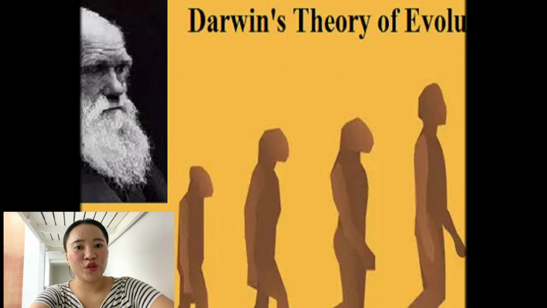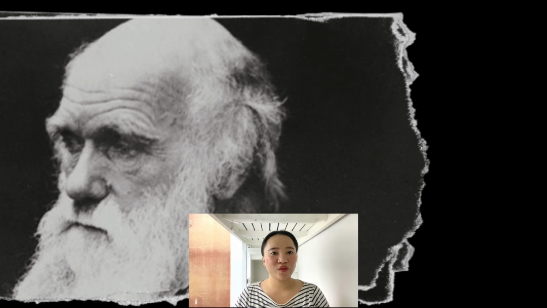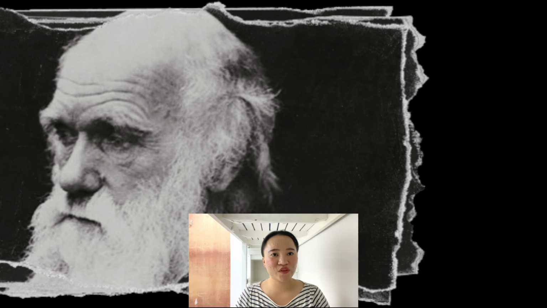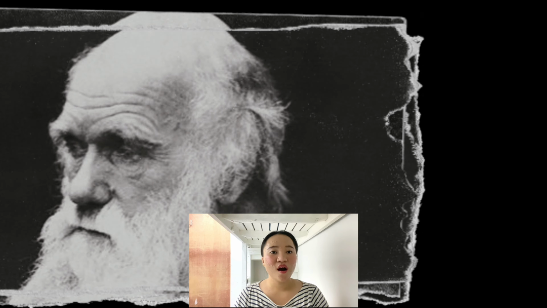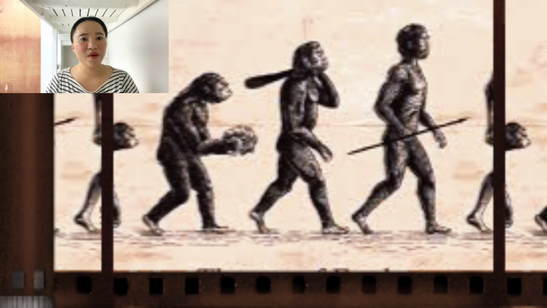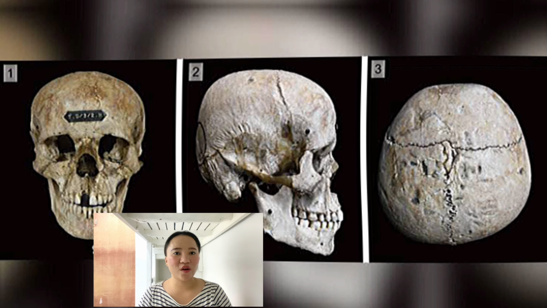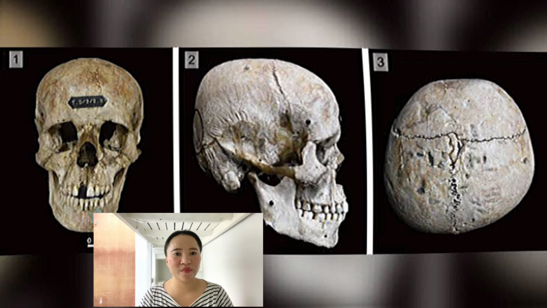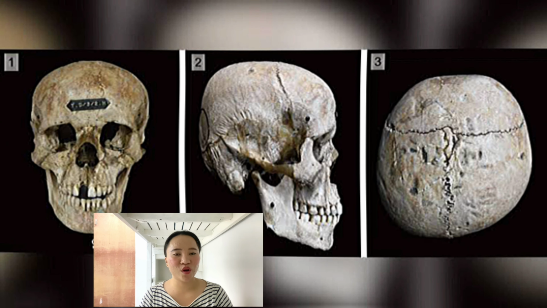So let's move on to the theories of Charles Darwin. What is Darwin's theory of evolution? The theory of evolution by natural selection was first formulated in Darwin's book On the Origin of Species in 1859. The theory describes how organisms change over time as a result of changes in heritable physical or behavioral traits. Changes that allow an organism to better adapt to its environment can help it survive and have more offspring.